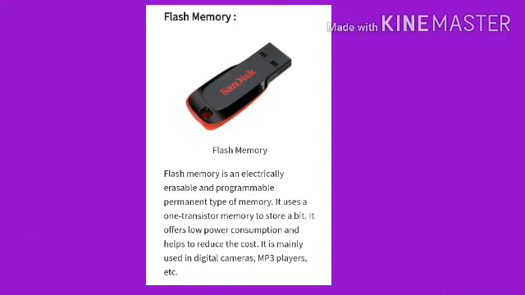Flash memory. Flash memory is an electrically erasable and programmable permanent type of memory. It uses a one-transistor memory cell to store a bit. It offers low power consumption and helps to reduce the cost. It is mainly used in digital cameras, MP3 players, etc.